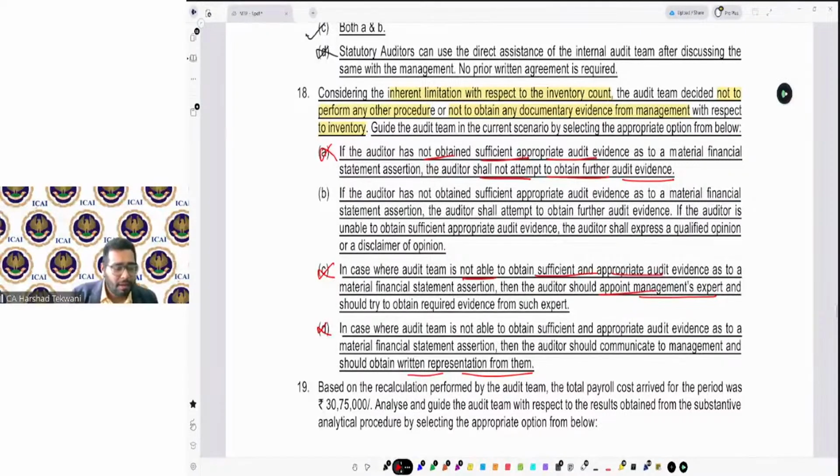The correct option will be option B, that the auditor needs to obtain other audit evidence by performing other procedures. He shall try to perform other procedures. If he is not able to gather sufficient and appropriate audit evidence, the auditor shall express a qualified opinion or a disclaimer of opinion. So modified opinion, basically. So B is the correct option.